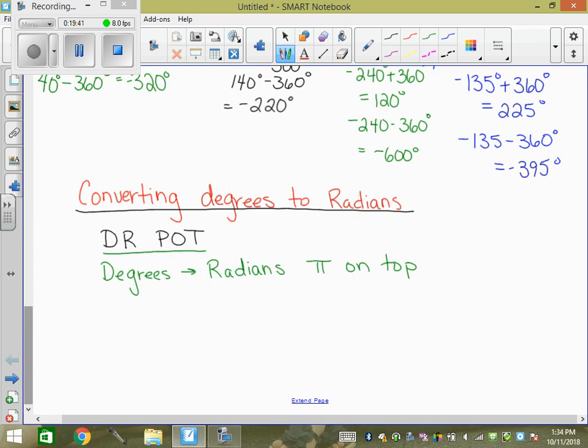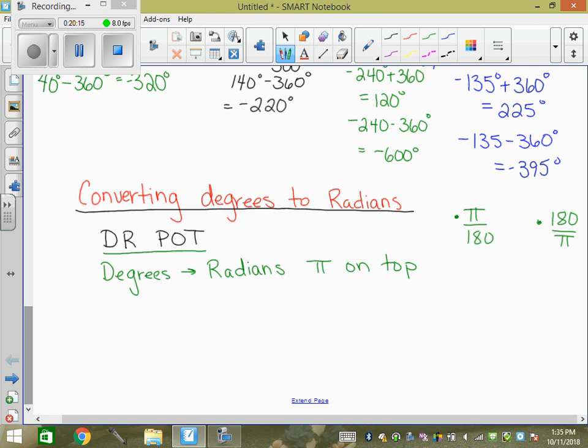So you are either, throughout this, going to multiply by pi over 180 to convert, or you're going to multiply by 180 over pi to convert. From radians to degrees or degrees to radians, it'll be 180 over pi or pi over 180. So if we remember that degrees to radians, pi's on top, then which one of those are we going to use? Pi over 180 or 180 over pi to convert from degrees to radians? Pi over 180 because it's pi on top, correct?